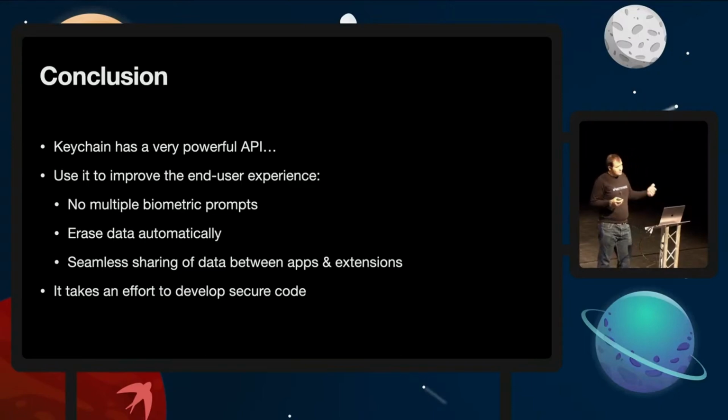For example, no multiple biometric prompts like some authenticator apps do all the time. They prompt you like 3 times to just get one number. You know why now? The automatic data erasure, that when the user deletes the app, the data is gone as well, and it's secure, and seamless sharing of the data between multiple apps and extensions. So it takes an effort to develop secure code, but the Keychain not only can help you with that, but it can actually elevate your apps and extensions user experience.